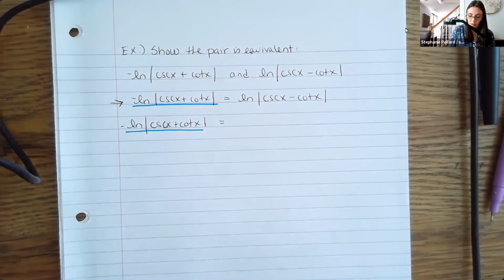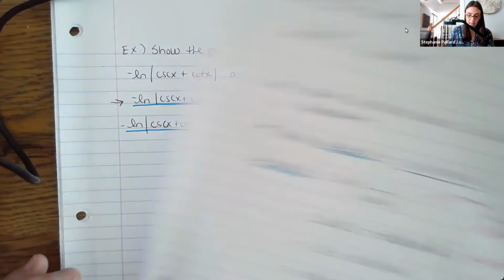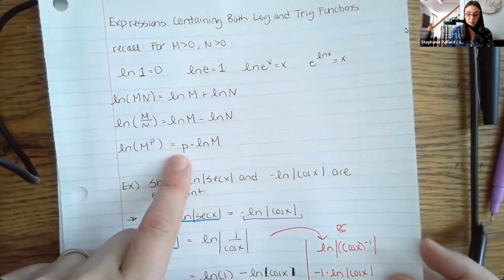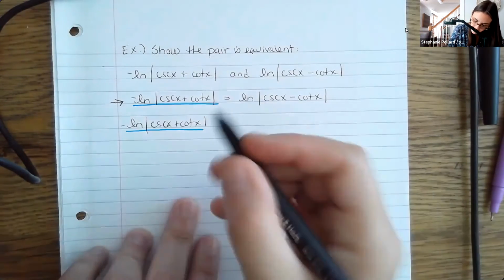One thing I do note here, though, is I do see this outside negative. Remember, for the log rules, those outside negatives are really exponents, right? Factors and exponents are interchangeable. So I'm going to go ahead and bring that on the side.